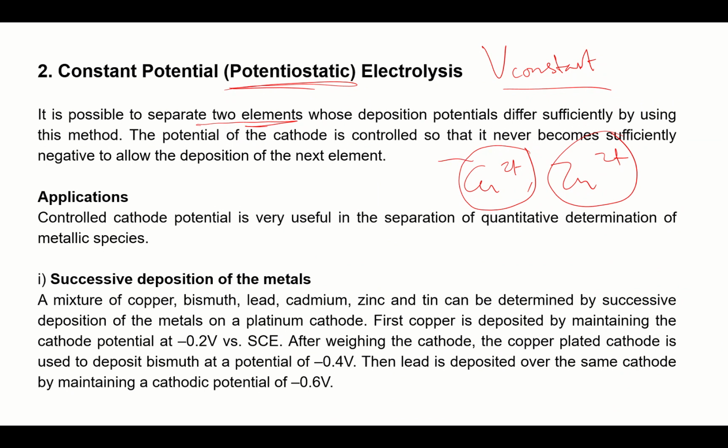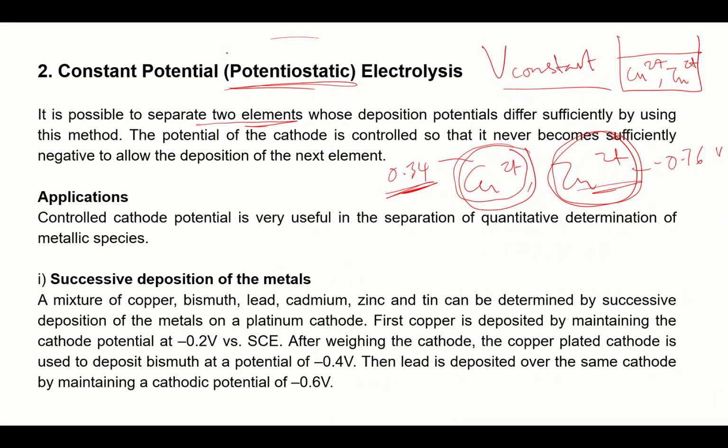For example, the standard potential is 0.34 for copper and 0.76 for zinc, so it's a very wide separation. You can easily reduce copper first, because it is more easily reduced. Zinc is less easily reduced. So you can separate the two ions in a solution that contains Cu2+ and zinc 2+ by using this technique, potentiostatic.